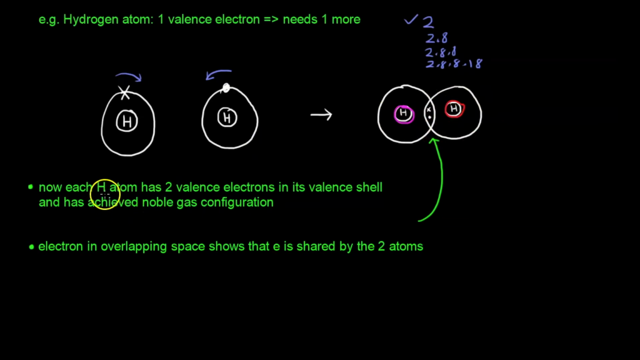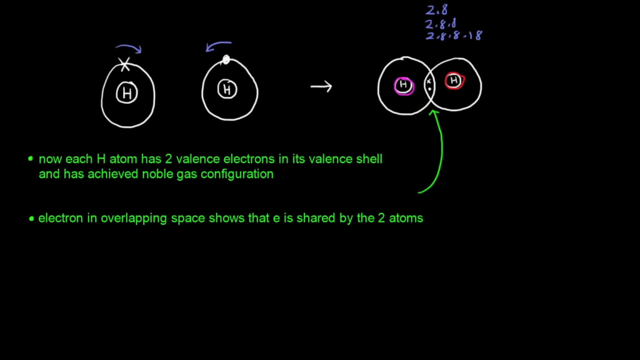So we are talking about individual atoms whenever we are talking about covalent bonds, not the whole molecule, just each individual atom, to see whether they have achieved the noble gas configuration. And this is just a repeat: the electrons in the overlapping space show that electrons are being shared by the 2 atoms. This shows that it's a covalent bond.